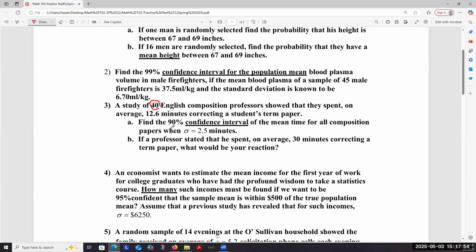So what do you want? Find a 90% confidence interval of the mean time for all composition papers when sigma is 2.5. So you want to find the confidence interval with the following information: sample size n 40, x bar 12.6, C 90%, sigma of 2.5. When you find it, it's going to be a range, in minutes. Then a professor stated that he spent an average of 30 minutes correcting your paper. What would be your reaction?